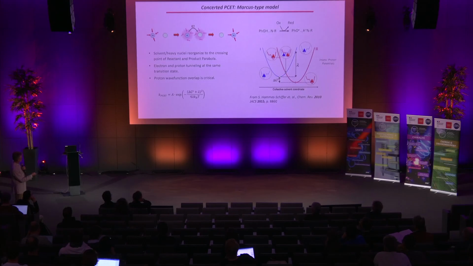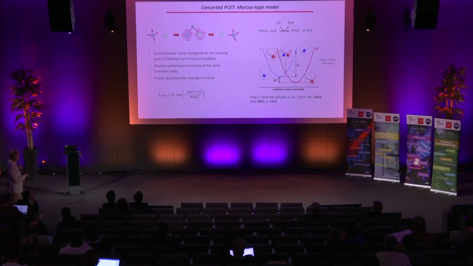This is the equilibrium position. And eventually you come to a crossing point where you have equal energy. Isoenergetic reaction is allowed to go into the product. And here the proton is tunneling. And you go down. The difference here is that both electron and proton tunnel at the same transition state. And in the small insets here, you see a different coordinate, which is just a proton tunneling coordinate.